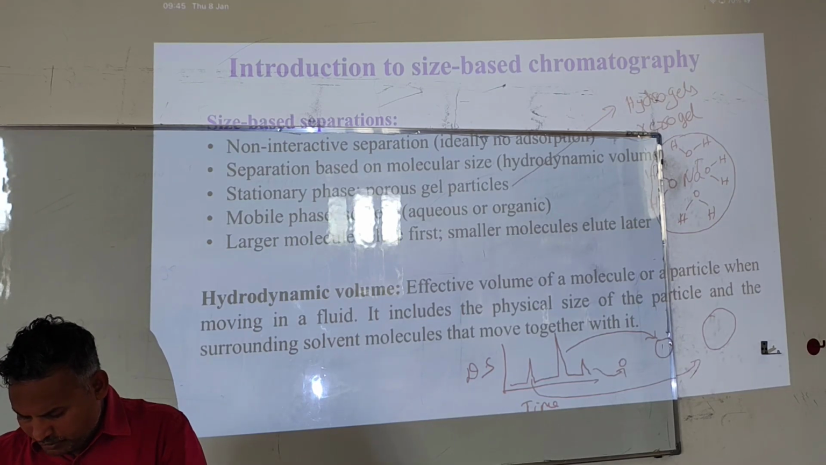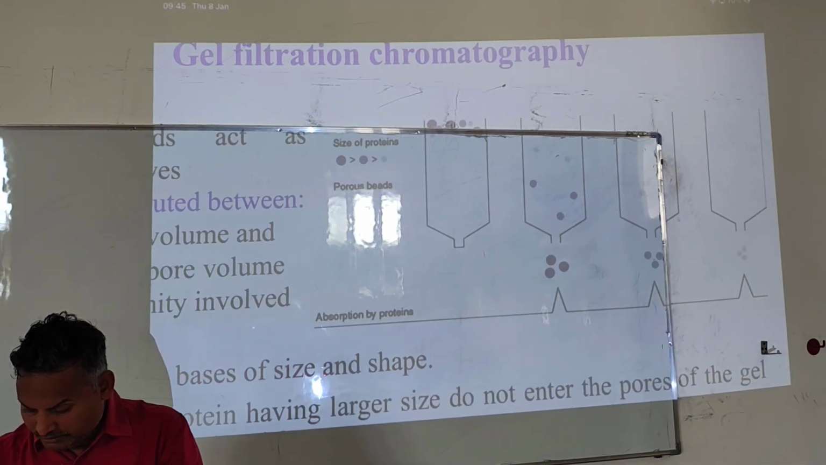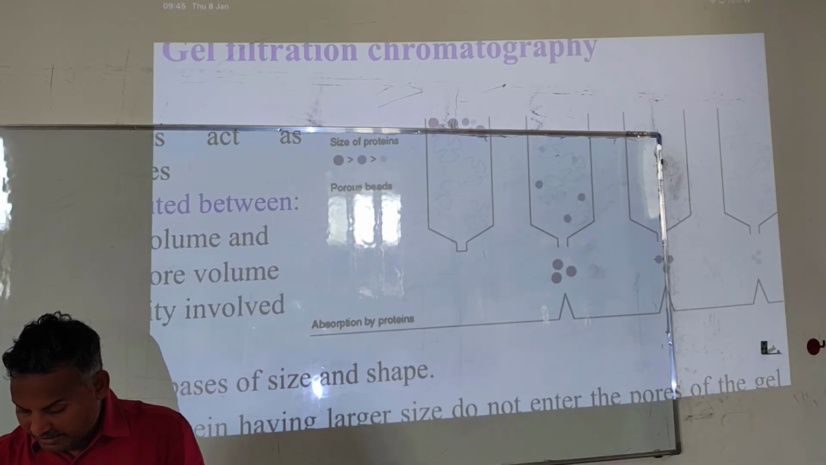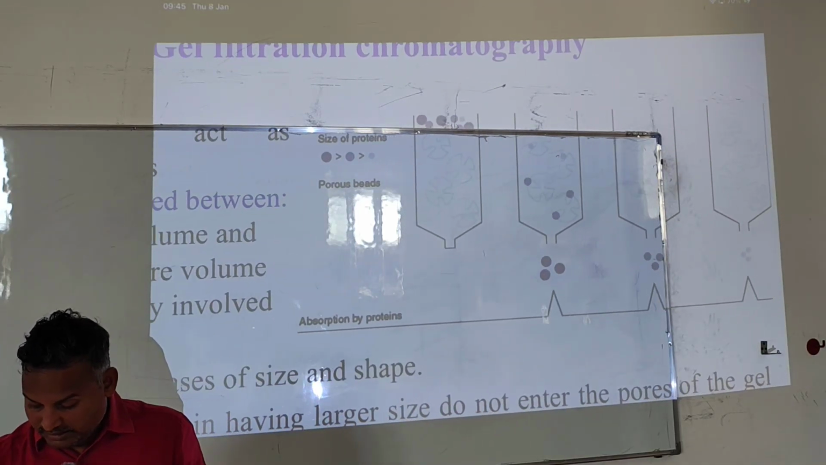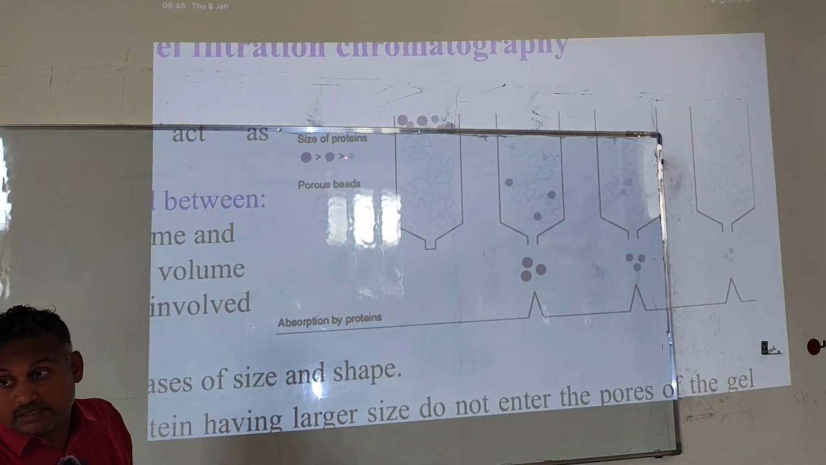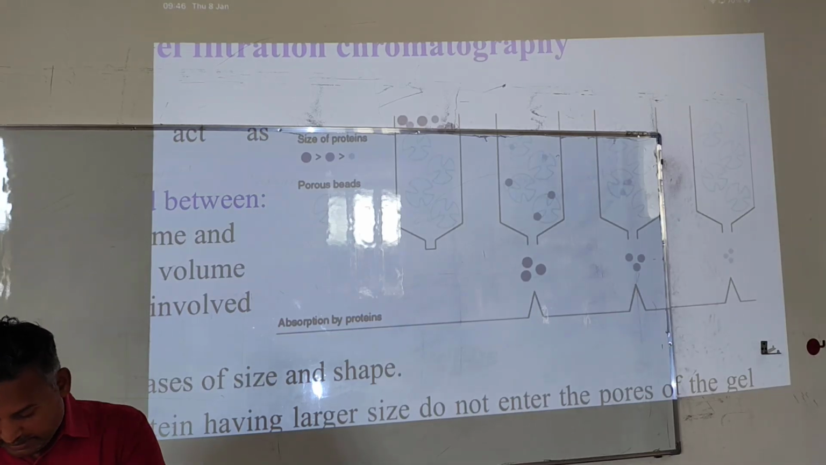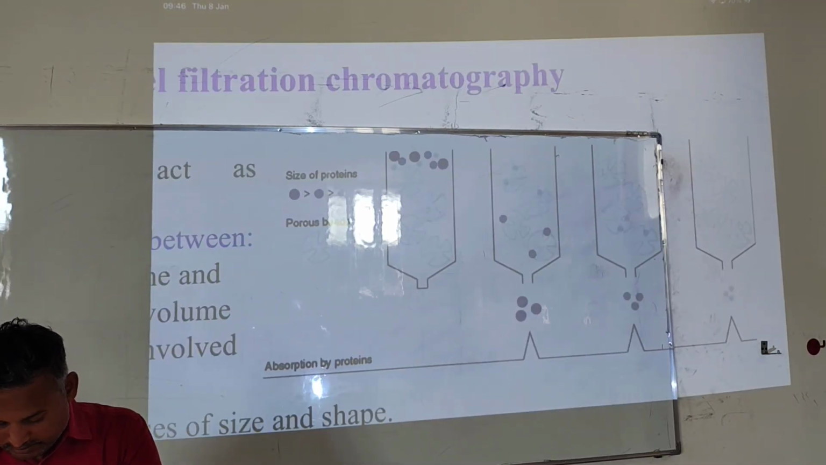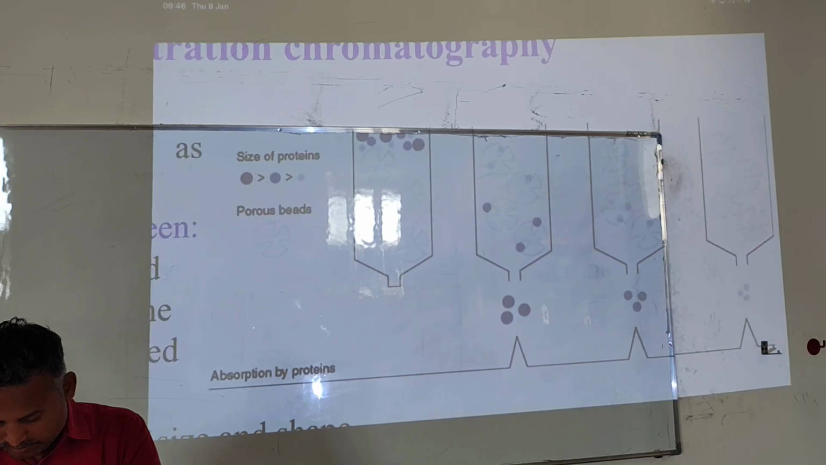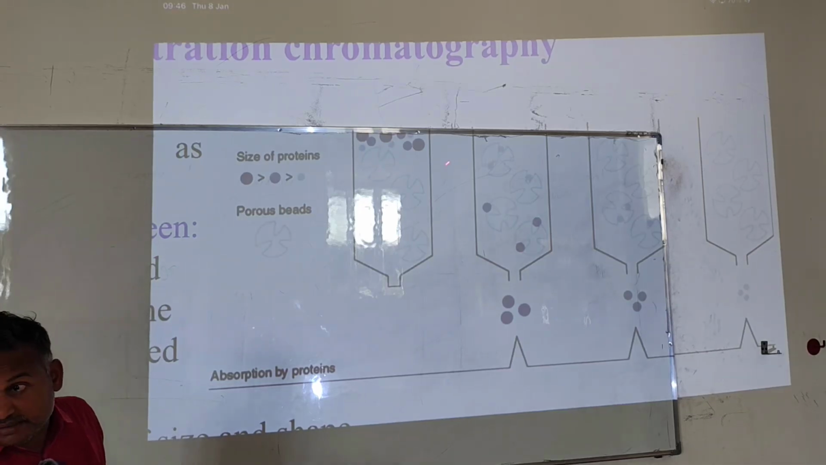Let me explain this one by using one small picture. You can have a look here. This phenomenon is well explained by this image. We have three particles, size of the proteins: bigger, medium, smaller. And these are the porous beads. Let me maximize this. These porous beads have many pores. You can see these are the pores.